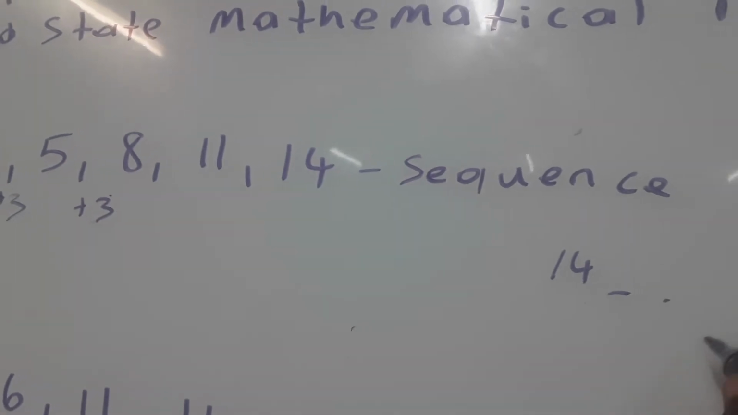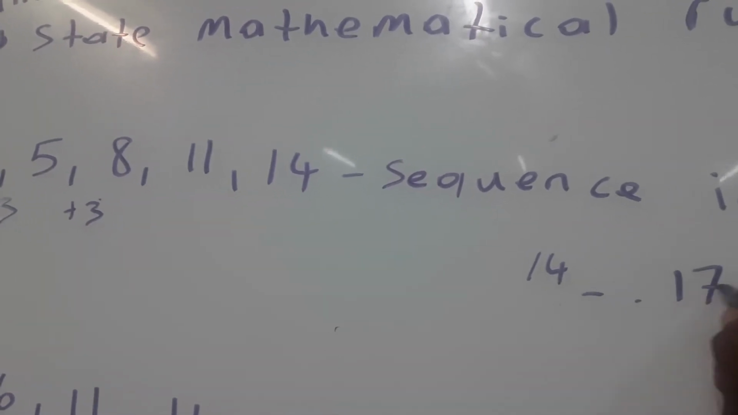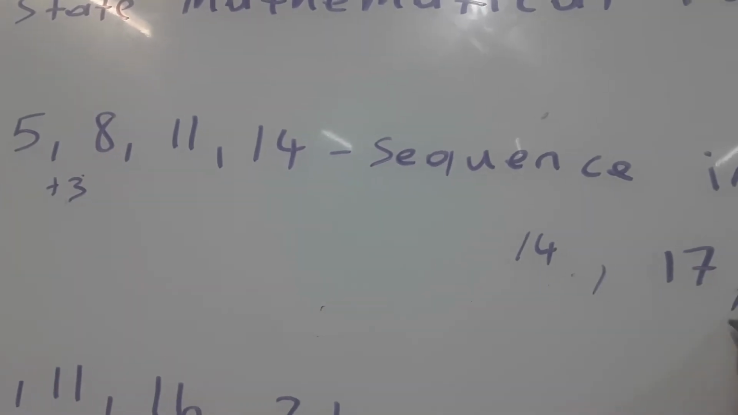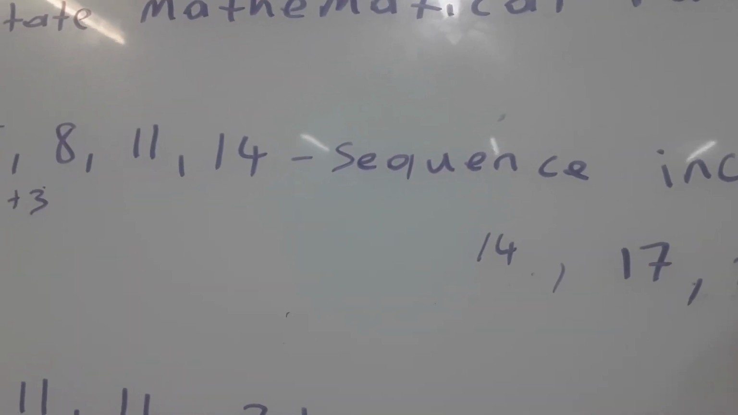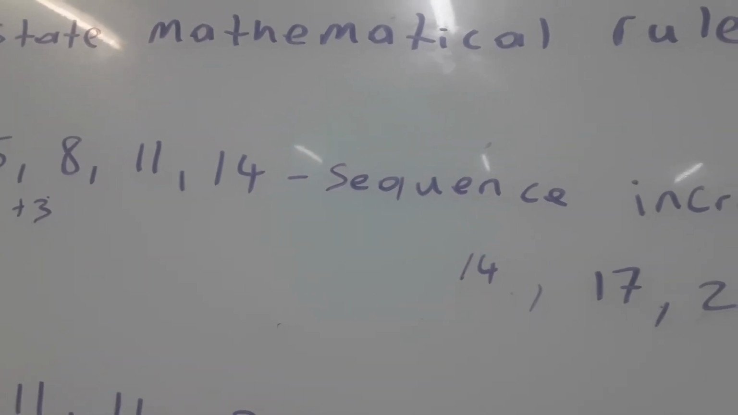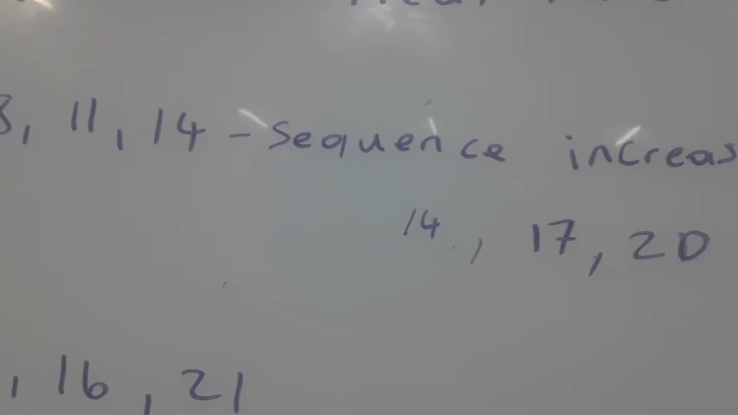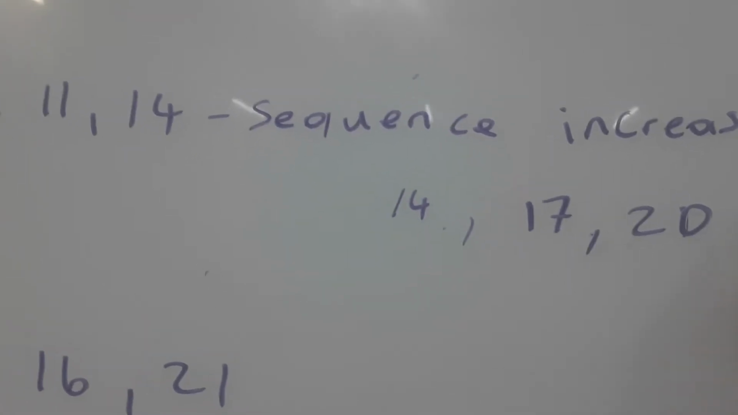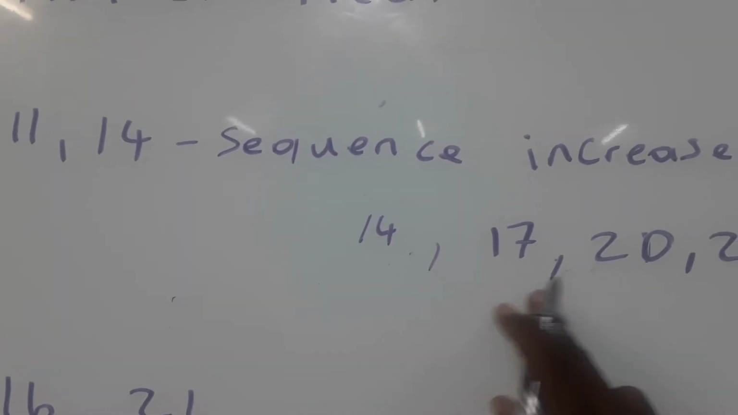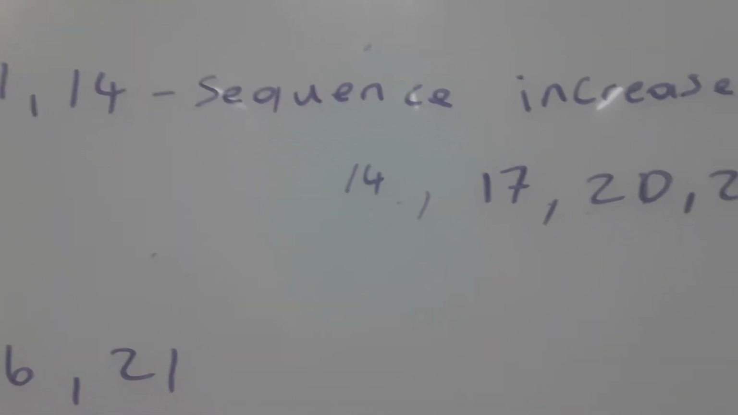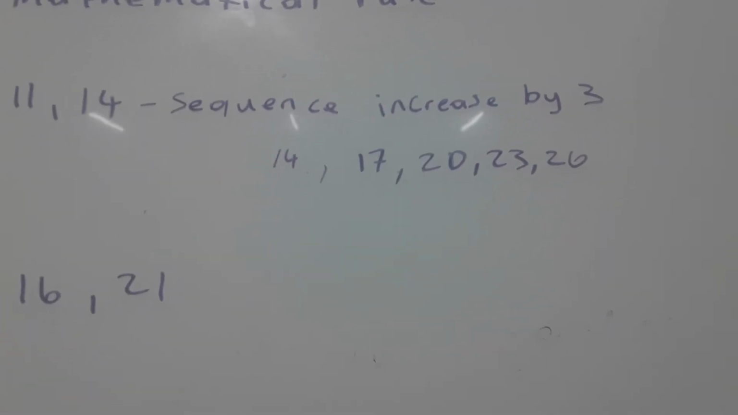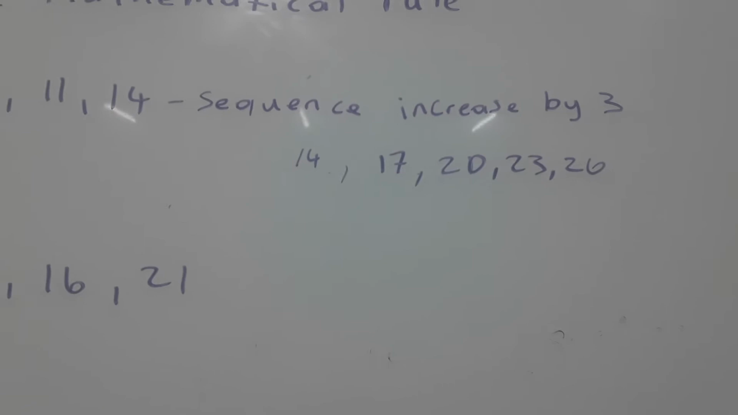The next term would be 14 plus 3, 17. 17 plus 3 is 20. And then the next one would be 23, and then 26. So the 4 additional terms after the 14 would be 17, 20, 23, and 26.